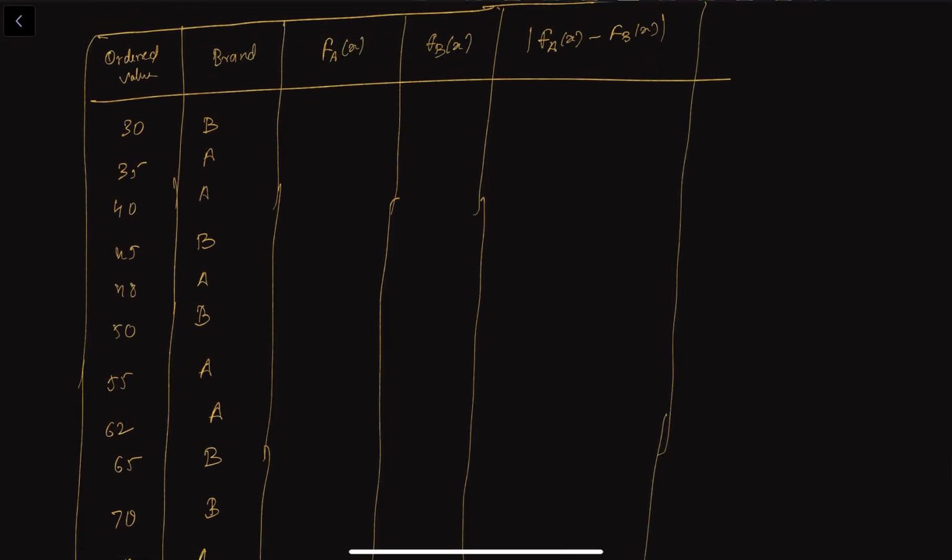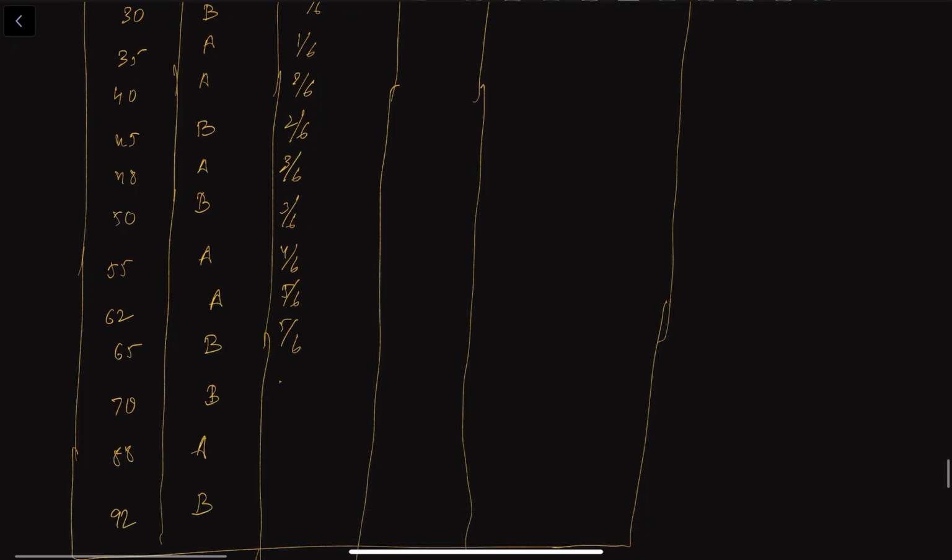So first, if I write the empirical distribution of A, here it is 0 by 6, here it is 1 by 6, then 2 by 6. For 40 it is 2 by 6, 45 it will still be 2 by 6, for 48 it will be 3 by 6, and for 50 it will be 3 by 6, for 55 4 by 6, for 62 5 by 6, and then 5 by 6, and then here as well 5 by 6, 6 by 6, and 6 by 6.